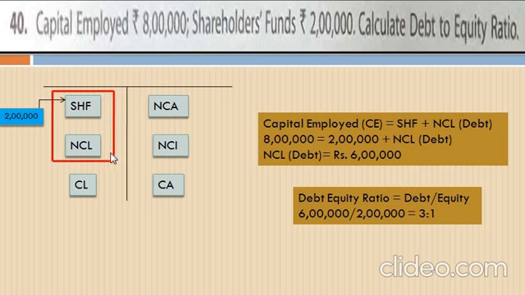This red border will tell you what are the items which fall in capital employed. So these are shareholders funds and non-current liabilities. It means capital employed is equal to shareholders fund plus non-current liabilities. If I remove shareholders fund from this box, what will be left with us? That is non-current liability, which is equal to debt. And the same thing I have shown in the first box. Hence, the debt is rupees 6 lakh. Now you know debt, you know equity, which is shareholders fund. You can easily find out debt to equity ratio, which is equal to 3:1.